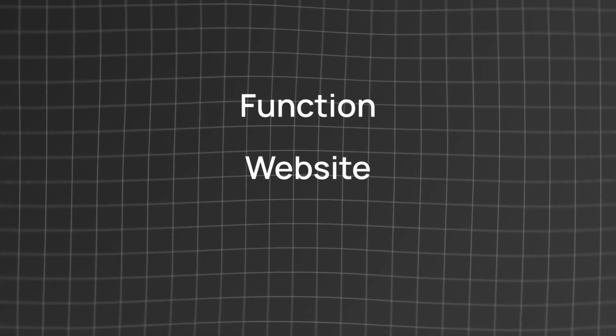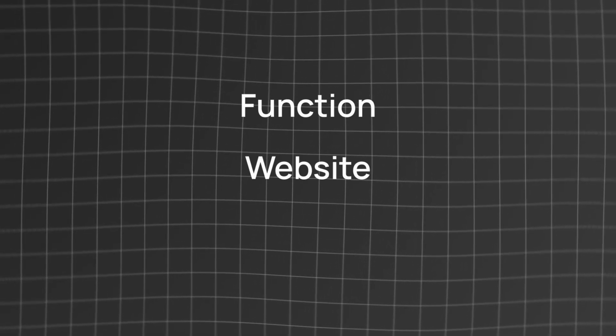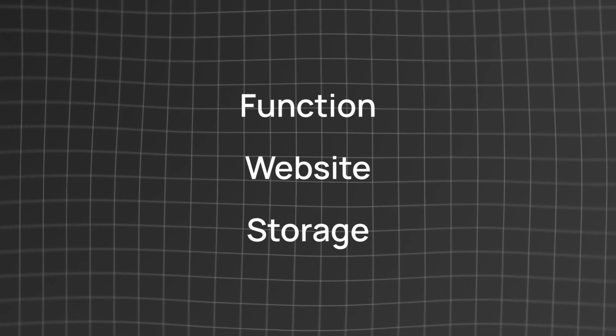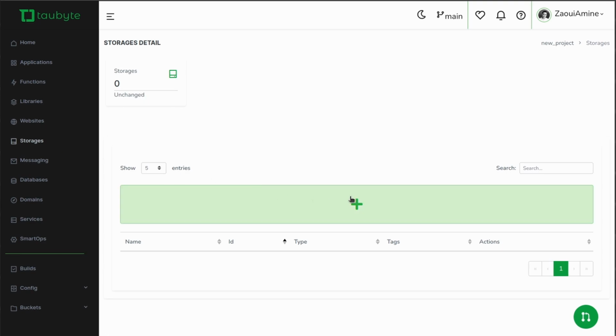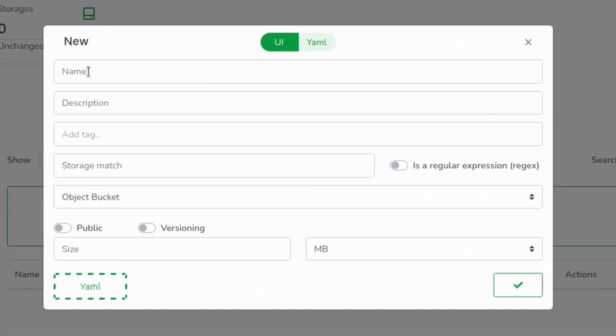Welcome back. After creating a function and a website, we're taking things up a notch by adding object storage so you can store and retrieve files right inside your project. First, head over to Storage in the side menu and click the plus button. Name the storage. I choose Simple Storage.